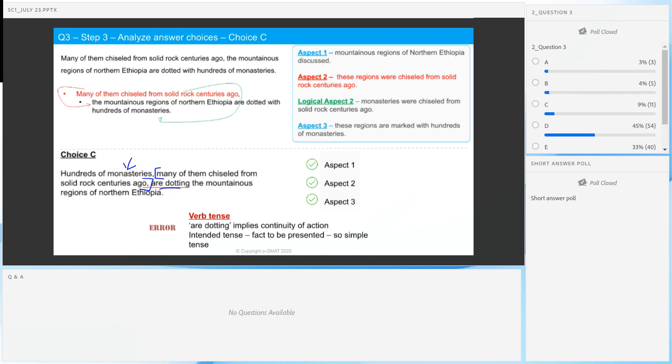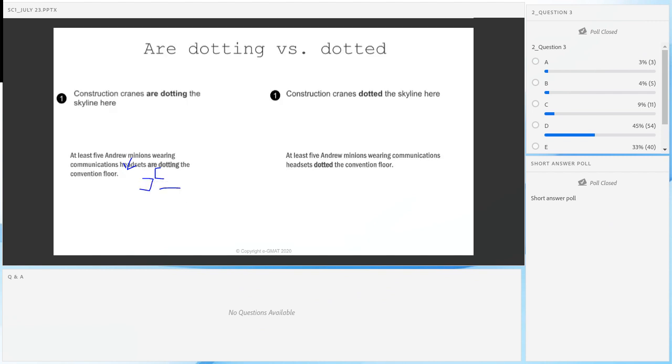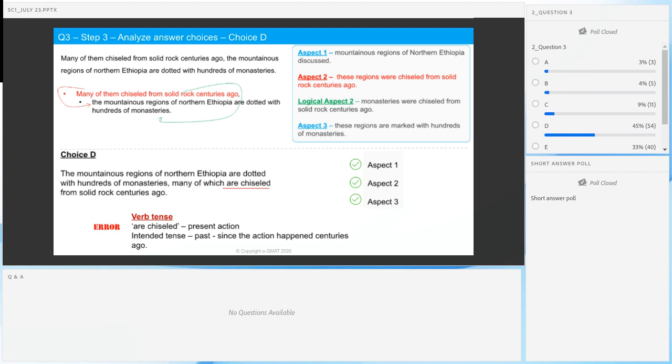All right, time for the climax. Choice D has gotten the maximum number of votes, which is 45%. But I'm sorry to break your hearts. Choice D is not the correct answer. What did you miss here? What you missed here is the grammar, or let's say the meaning, that we are getting with the use of are chiseled. Look at the sentence: the mountainous regions of northern Ethiopia are dotted with hundreds of monasteries, many of which are chiseled from solid rock centuries ago.